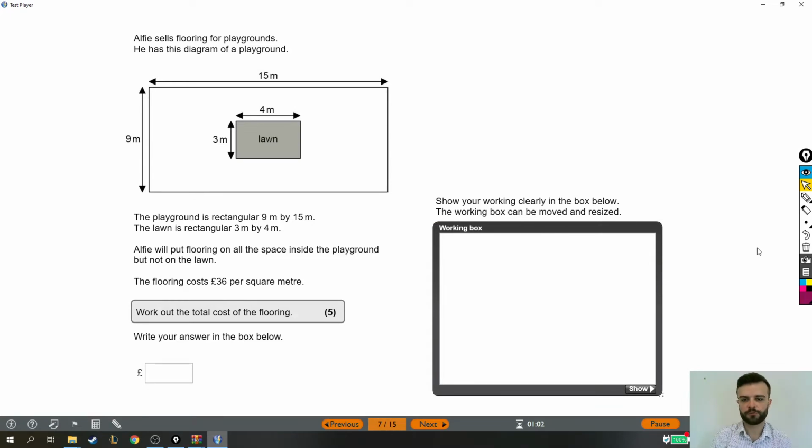Okay, so this functional skills question, level one, is actually fairly straightforward with just quite a lot of work. And you can see that because it's worth 5 marks. There's going to be quite a lot that we need to do. Let's give it a read through.